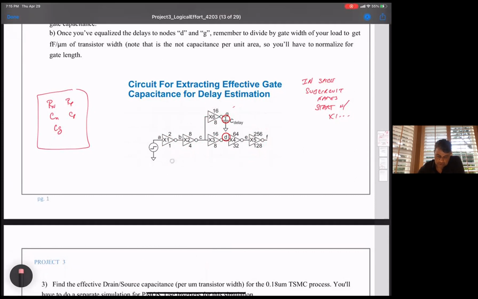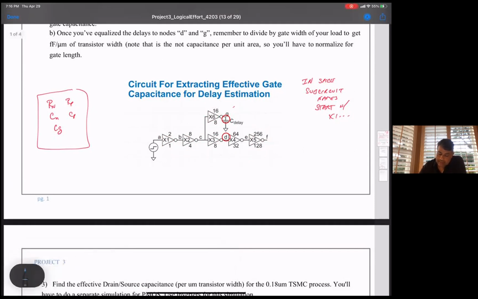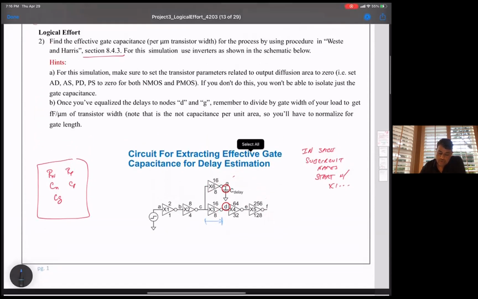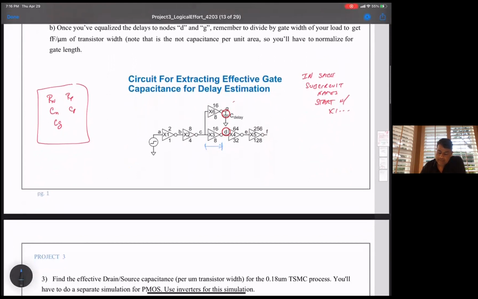So if you read the book, you'll see it goes through this step by step, but let me try to explain it to you guys. What you're trying to do is, let's say this is the circuit. This step 2 is to measure the gate capacitance. So you're trying to figure out the gate capacitance.